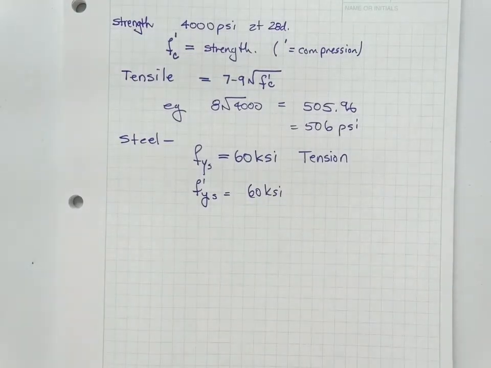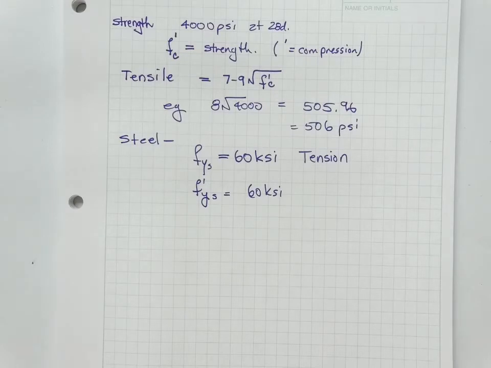$60 ksi. Because the steel doesn't care. Steel's a metal. Metals deform by something called dislocation slip, which we don't need to talk about, where the atoms all move around like billiard balls.